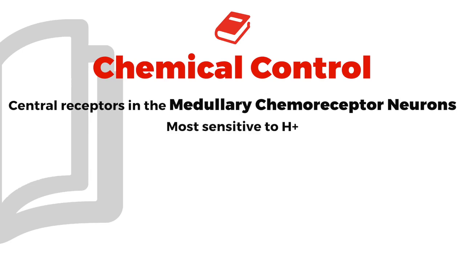Hydrogen ions, remember, they can't cross the blood-brain barrier. So hydrogen ions in the blood can't tell us if we have an acidic system or not. But carbon dioxide can, and these are extremely potent to changes in carbon dioxide levels. So for example, if our body notices a change in the partial pressure of carbon dioxide from like 40 to 44, it causes respiration to double.